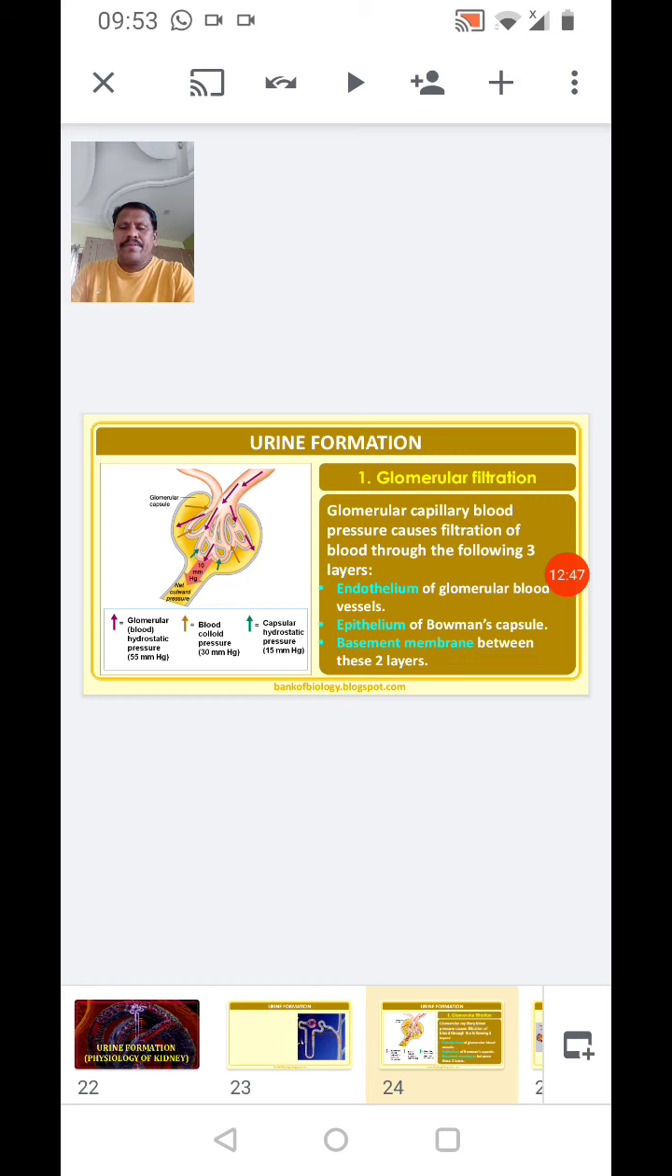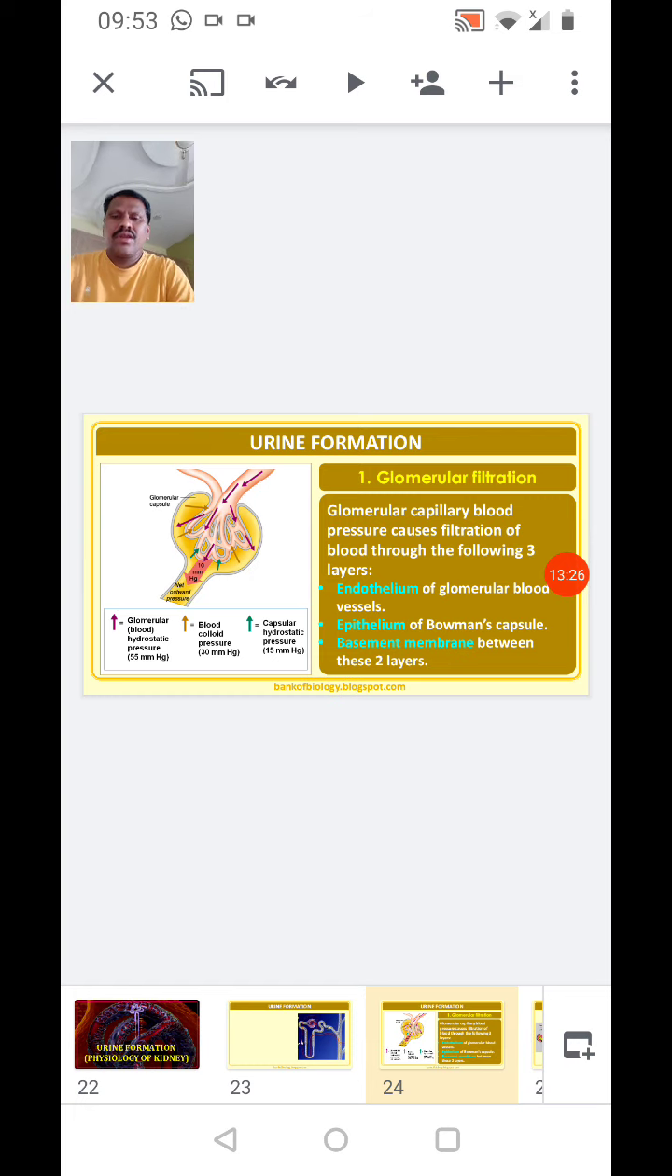At the same time, during the reabsorption, the epithelial cells of the renal tubule also secrete substances like hydrogen ions, potassium ions and ammonia into the primary urine. This process is known as tubular secretion, and it helps in the maintenance of the balance of ions and the acid base equilibrium.